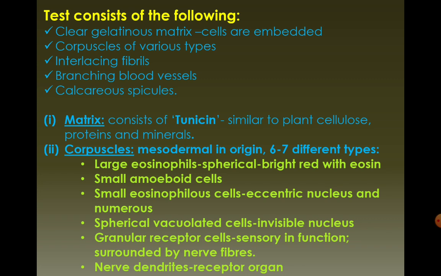And you find spherical vacuolated cells, which are rounded cells filled with a small or large number of vacuoles. And then we have granular cells that lie near the surface of the test, and then small nerve cells, each giving out 2 to 6 processes and containing a large nucleus. The processes are continued into nerve fibrils, which traverse the substance of the test and connect to the various nerve cells, and because of the presence of these nerve cells the test acts as a receptor organ.